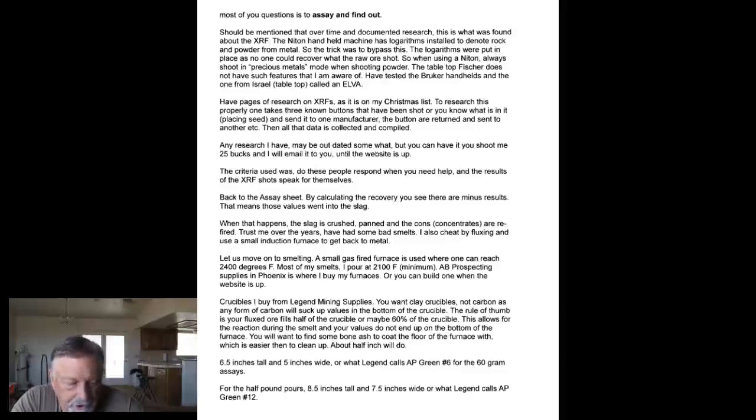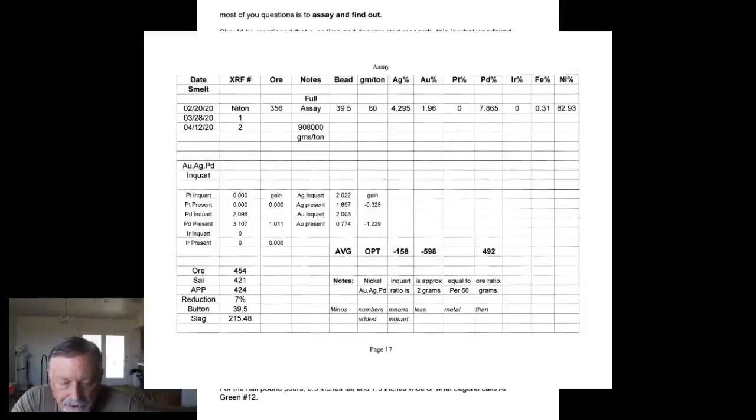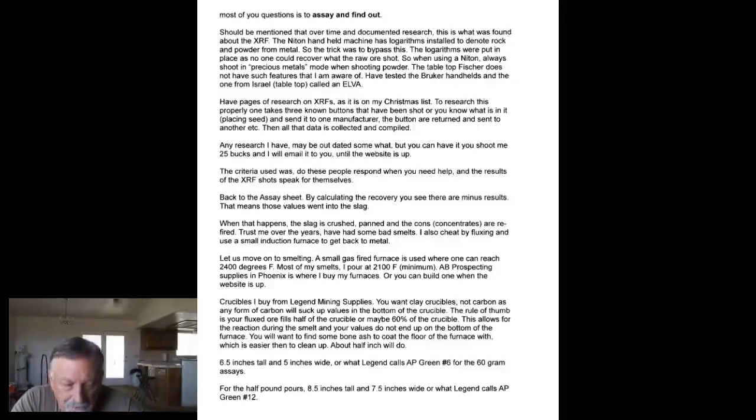Back to the assay sheet. By calculating the recovery, you see there are minus results. That means those values went into the slag. When that happens, the slag is crushed, panned, and the cons or concentrates are refired. Trust me, over the years I have had some bad smelts. I also cheat by fluxing and use a small induction furnace to get back to metal. In an induction furnace, I can fire a smelt in 10 or 15 minutes as opposed to 45.